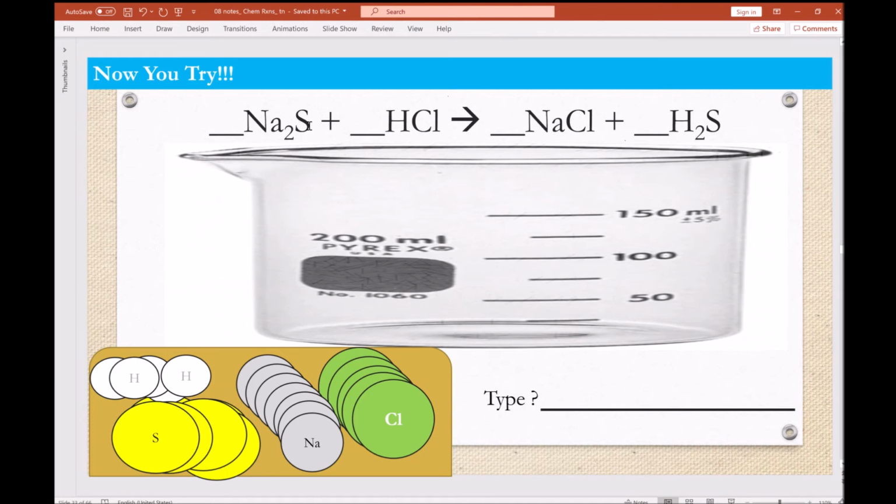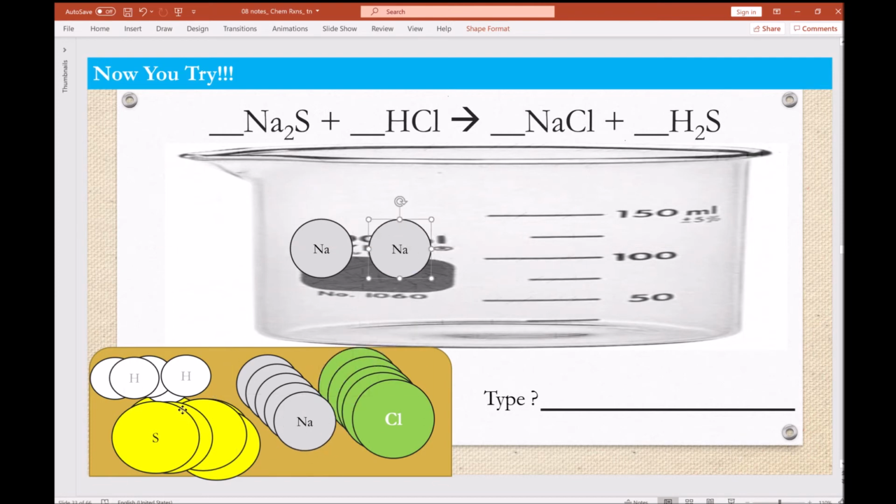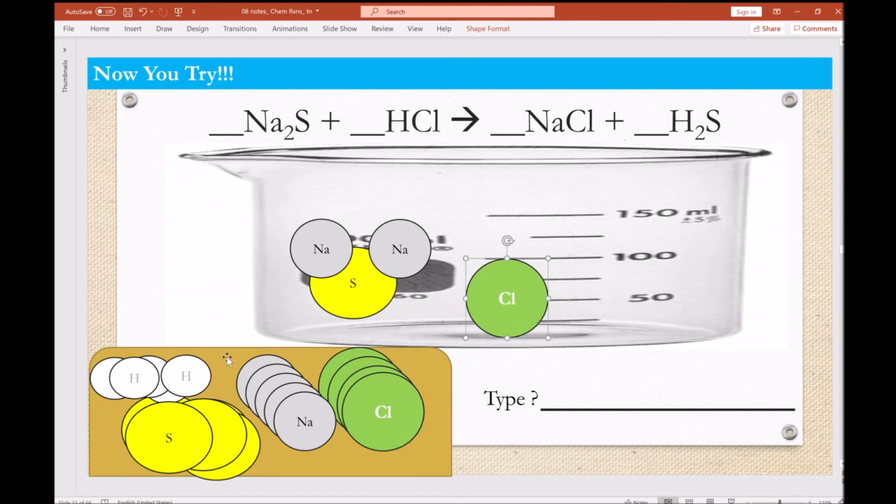Here I have sodium sulfide and hydrogen chloride reacting to form sodium chloride and hydrogen sulfide. So I'm going to build sodium sulfide first. Now I'm going to take 2 atoms of sodium, and they're going to bond with 1 atom of sulfur. Then I'm going to build a molecule of hydrochloric acid. I need a Cl, I need an H. Now these are supposed to react completely so that I don't have any excess left over. And they're going to form sodium chloride and hydrosulfuric acid.